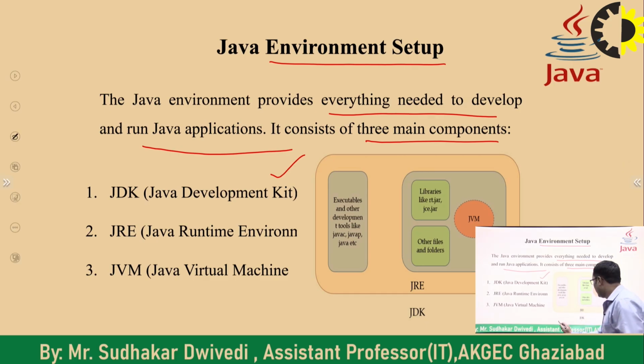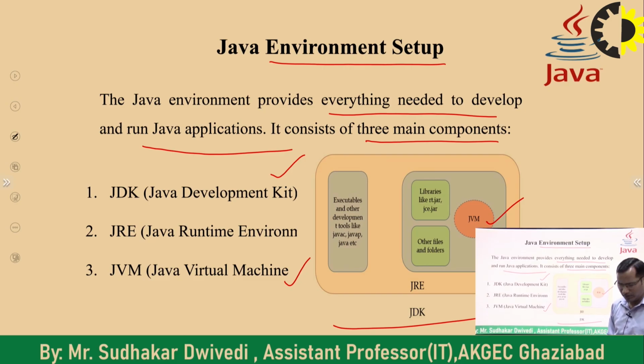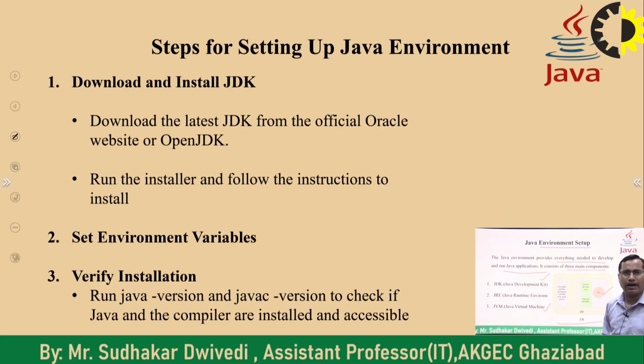The JDK has the JRE, the Java Runtime Environment, and the JRE has the JVM, the Java Virtual Machine. So it consists of three main components: the Java Development Kit, the Java Runtime Environment, that is the JRE, and the JVM, the Java Virtual Machine. If we have set up the Java environment, meaning we have downloaded and installed it in our system, we can easily create a Java program, compile it, and execute it.